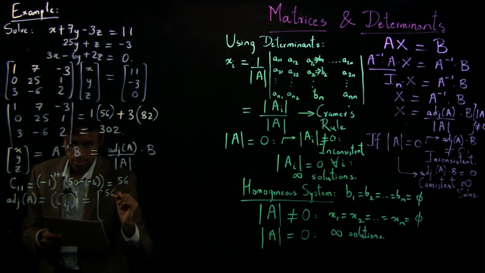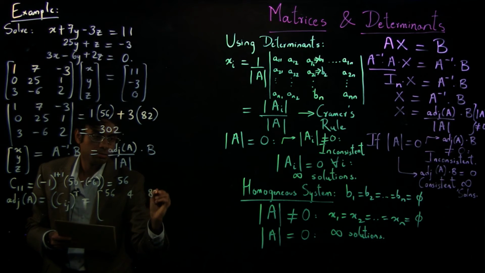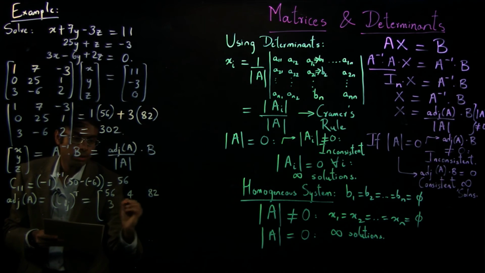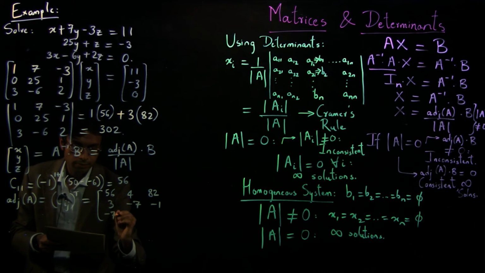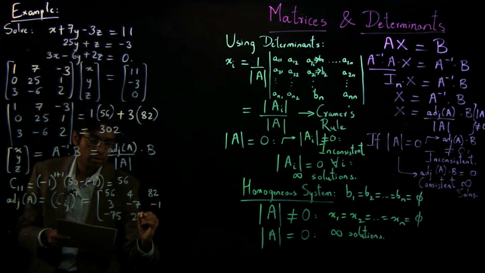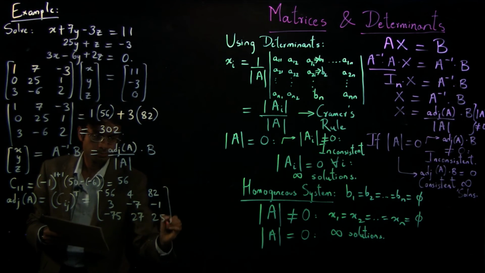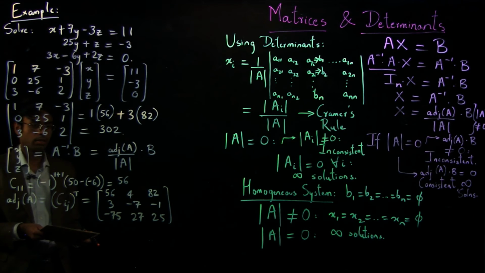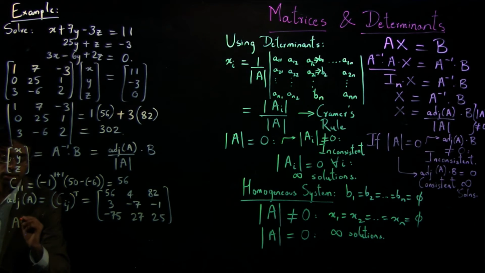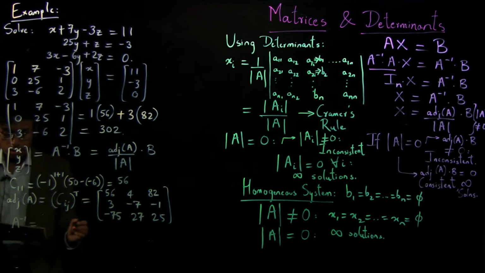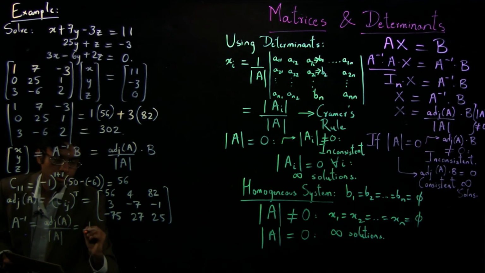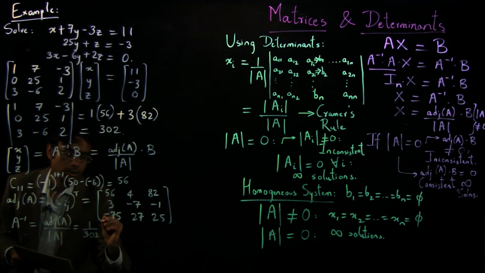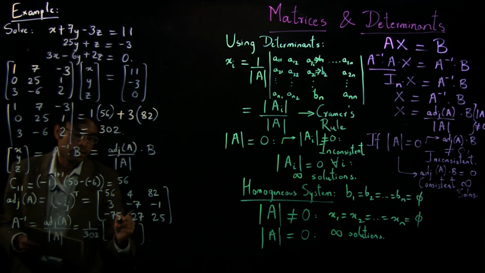So 56, 4, 82; 3, minus 7, minus 1; minus 75, 27, and 25. So A inverse is simply the adjoint of A divided by the determinant of A. So 1 over 302 times this whole big matrix. I'm not going to write it again.